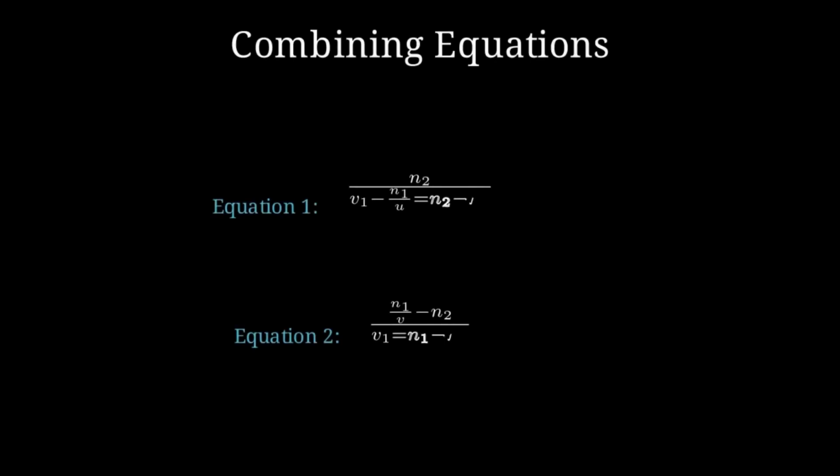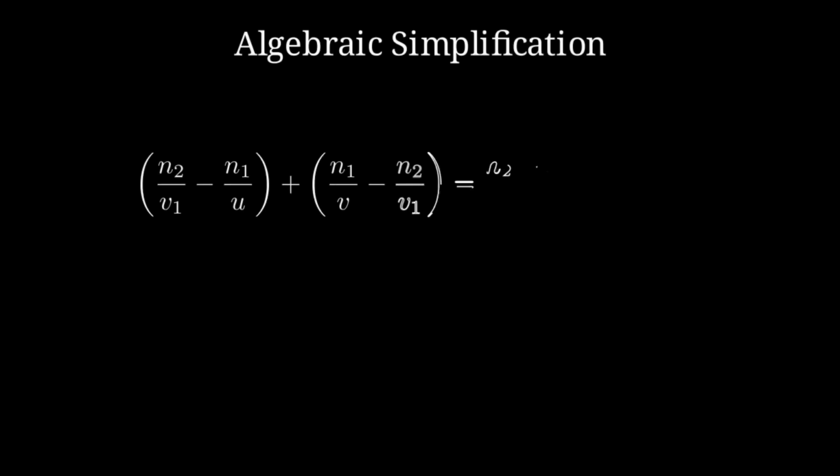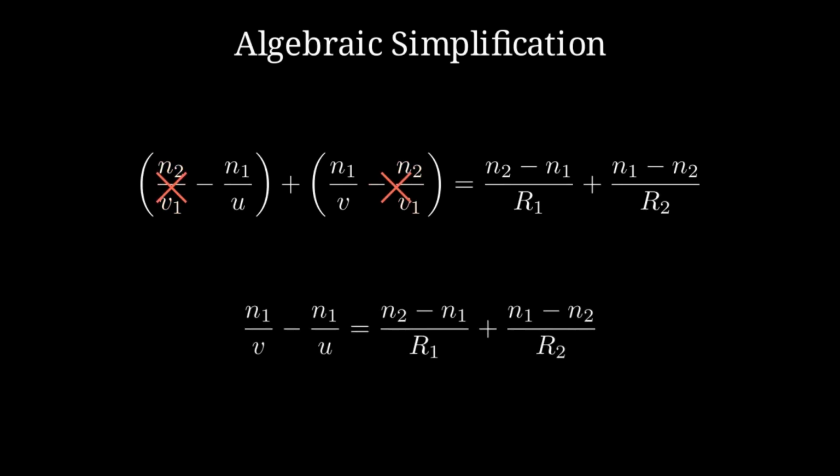To find the total effect of the lens, we add these two equations together. Notice that the term involving the intermediate image distance v1 appears in both equations with opposite signs, allowing them to cancel out. By adding the equations, the intermediate image distance disappears. This is a crucial step because it removes the internal details of the lens, leaving us only with the initial object and final image positions.